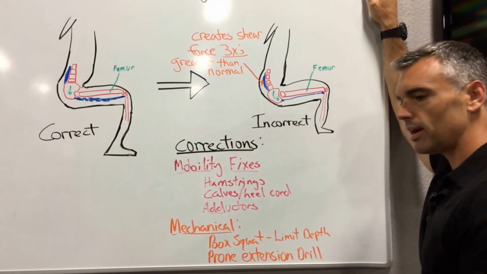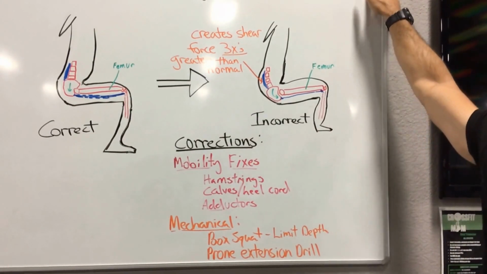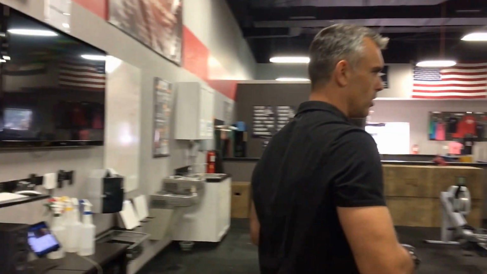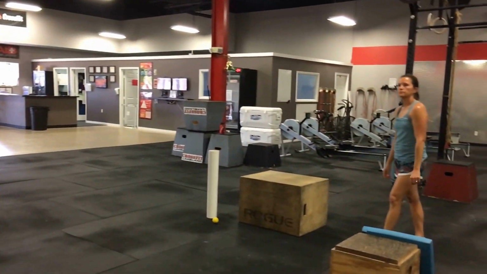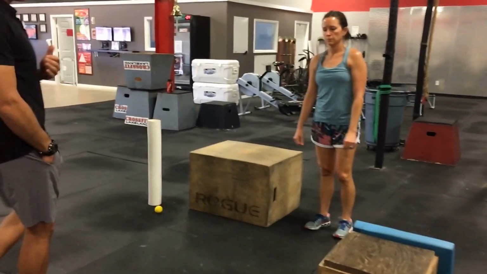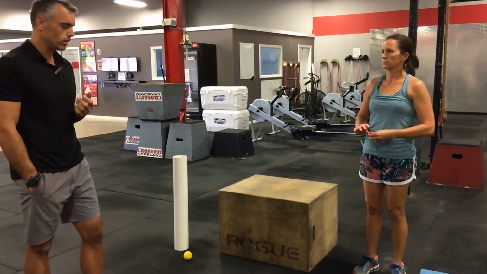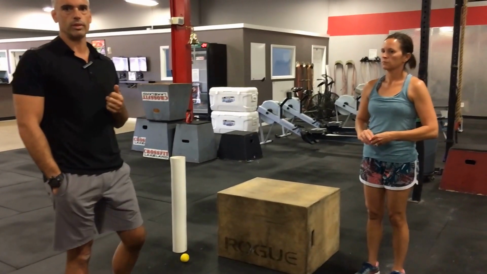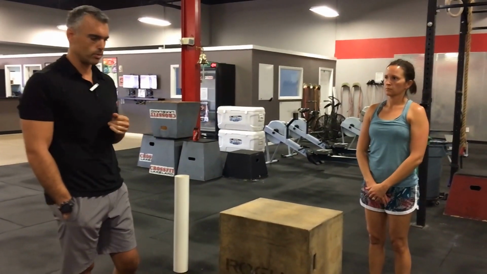So corrections, how do we fix that? We're going to take you back over to Angie, and she's going to show us a couple of things here. All right, first we want to address, I like to go from the bottom up. Not only could the hamstrings be the issue, but we'll also see tight heel cord and calves as well.